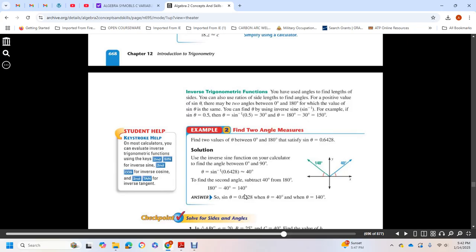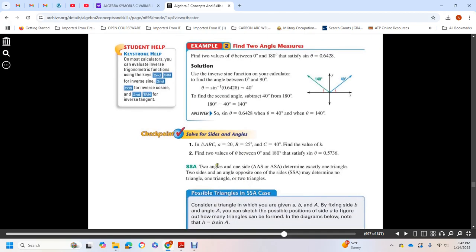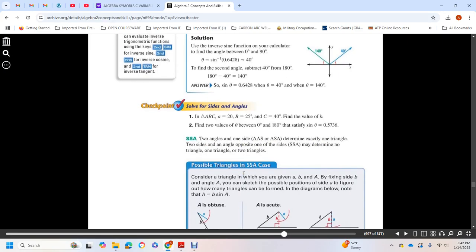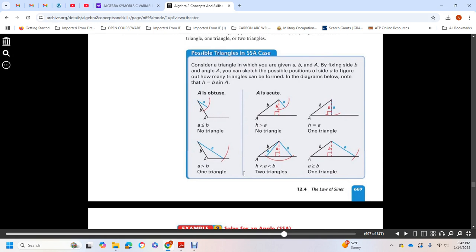For example, if the sine of theta is 0.5, then the inverse sine of 0.5 equals 30 degrees, and the other angle theta is 180 minus 30, which is 150 degrees. Two angles and one side determine exactly one triangle. Two sides and an angle opposite one of the sides may determine no triangle, one triangle, or two triangles. Consider a triangle in which we are given a, b, and angle A, the fixed side b and angle A. We sketch the possible positions of side a to figure out how many triangles can be formed with the diagram below.